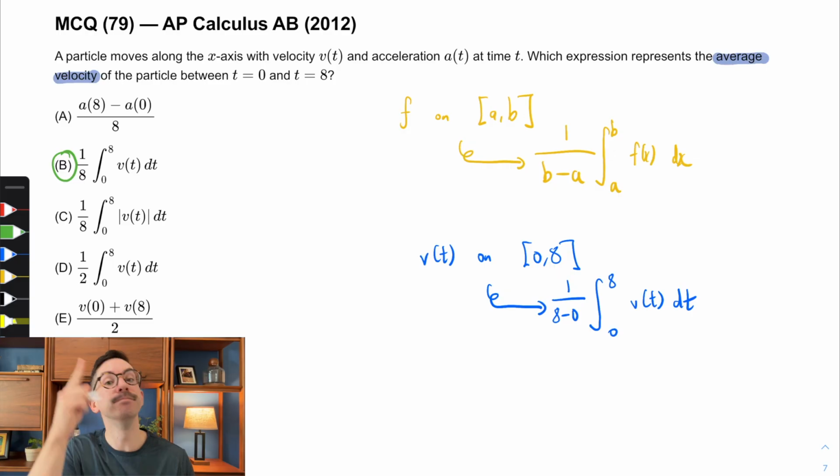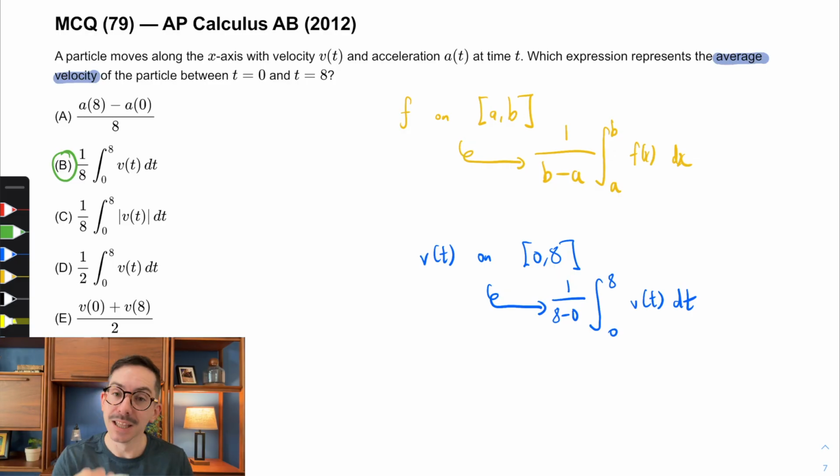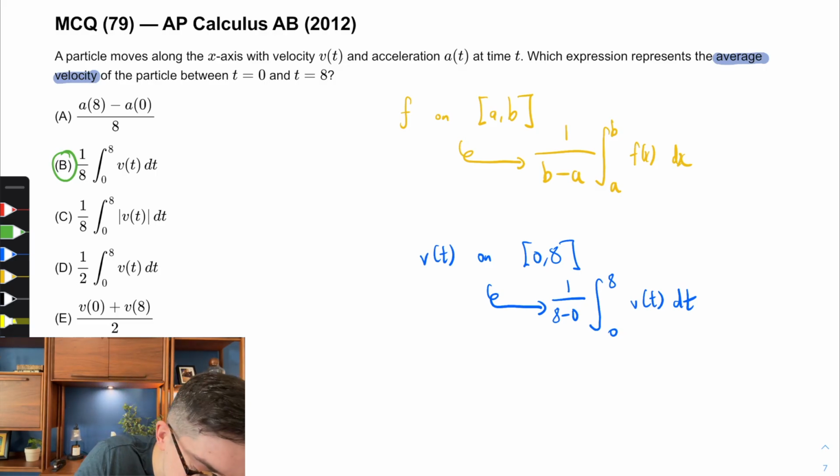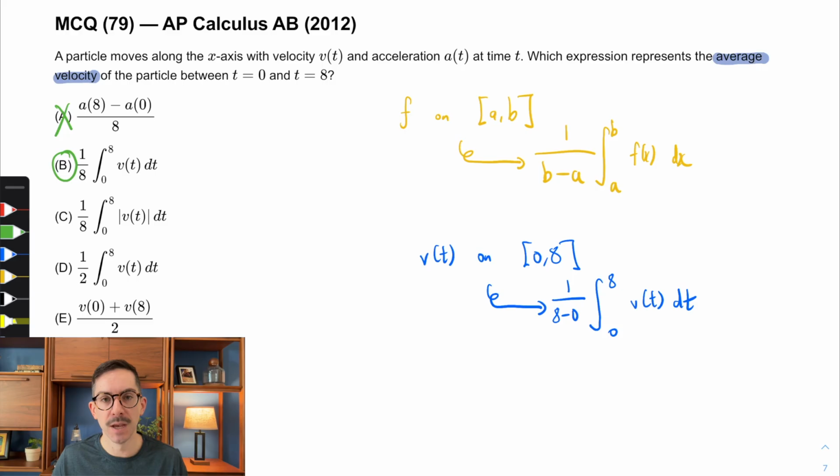Let's move on. But since I have you here, let's do a process of elimination. If we weren't sure what the correct answer was, we could score out some of these and hone in on the correct answer more closely. Answer choice A is a formula that we know. That is calculating the average rate of change, not of the velocity, but of acceleration, right? It's a of 8 minus a of 0. So not only is that the wrong quantity, it's the average rate of change, not the average value. It's the wrong function entirely. So we can be pretty sure that is not the correct answer.